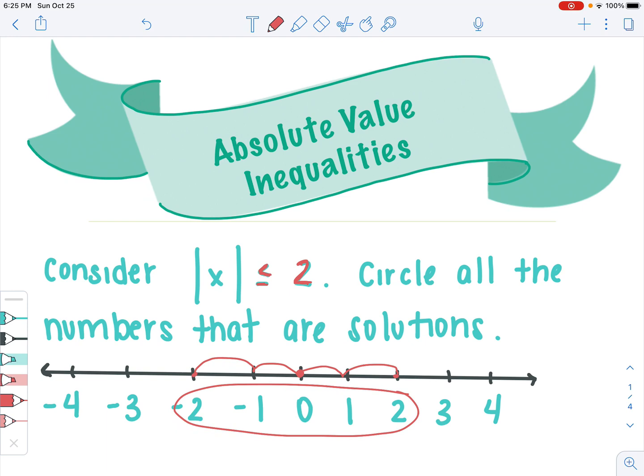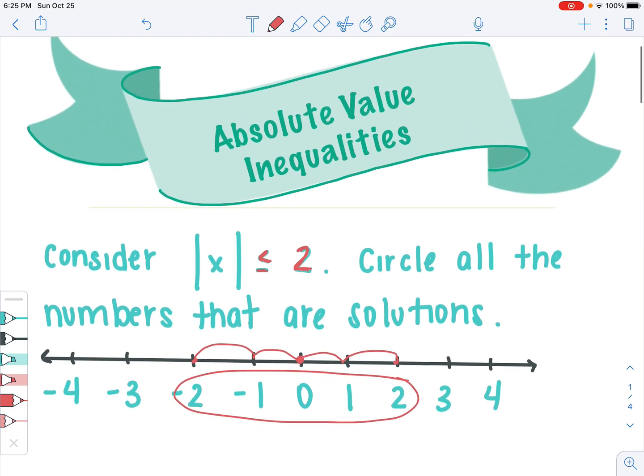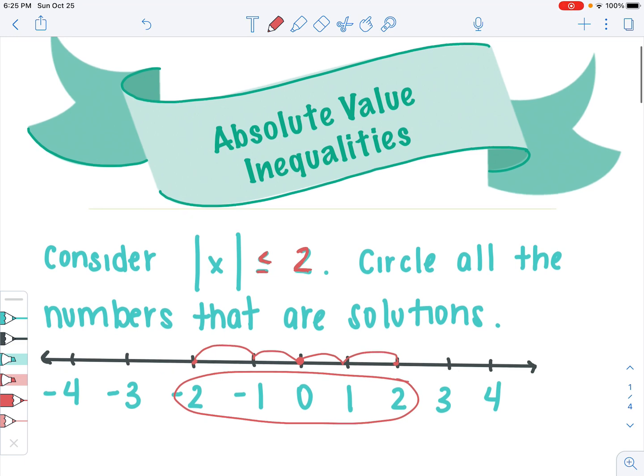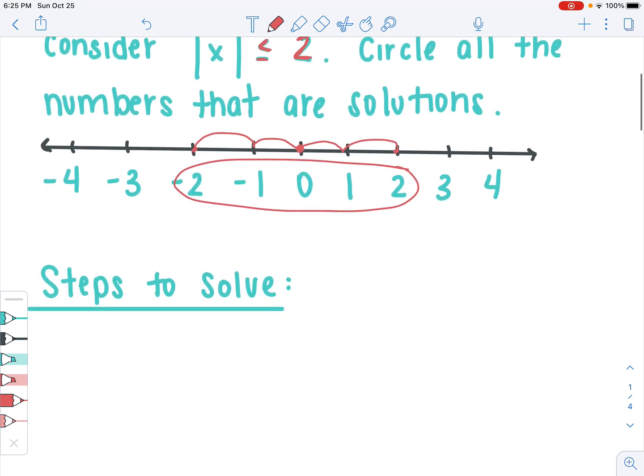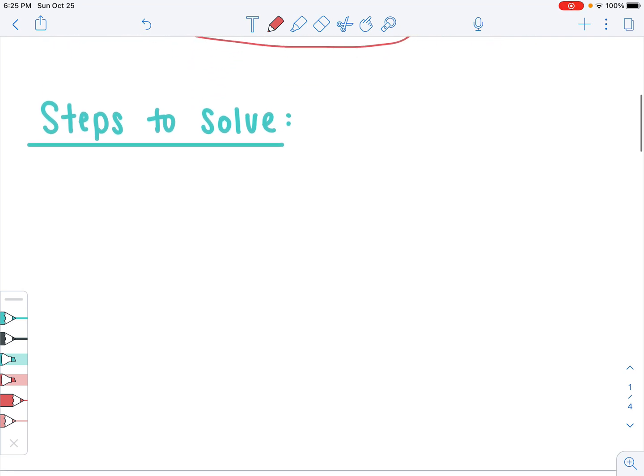Since there's a lot to remember, we're going to write the steps down before we solve anything, just so you can go back and look at them anytime you go to solve one of these. So the first thing you're always going to want to do is get the absolute value all by itself. Just like when we were solving equations and we needed the absolute value to be isolated, same thing goes for absolute value inequalities. We have to get that absolute value all by itself.